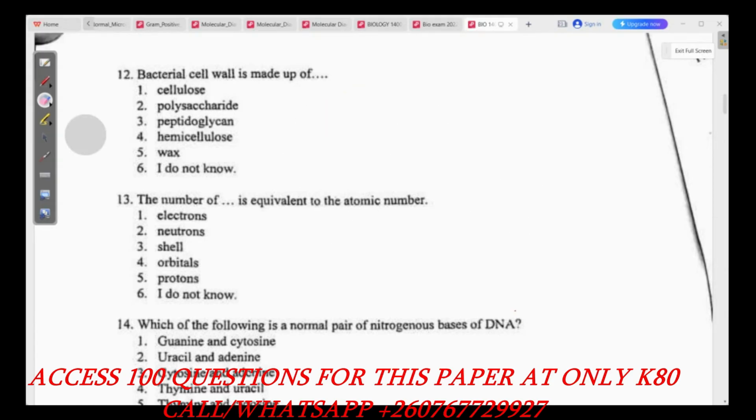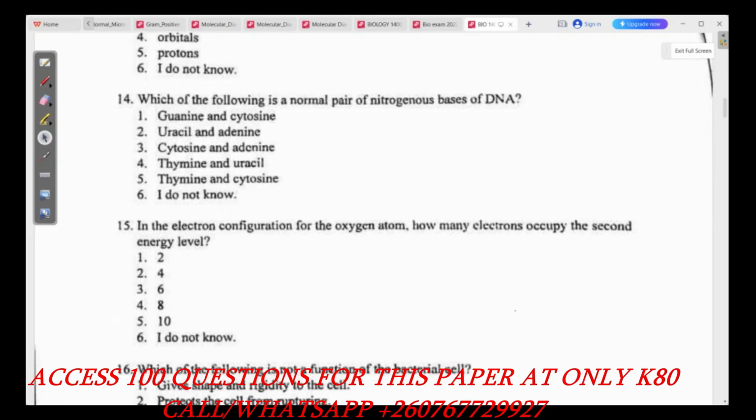Then I'll move on to 14. So 14 reads, which of the following is a normal pair of nitrogenous bases in DNA? In DNA, the nitrogenous bases that you find are adenine, cytosine, guanine, and thymine. These are the only 4 nitrogenous bases which you find in DNA. We don't have uracil in DNA.